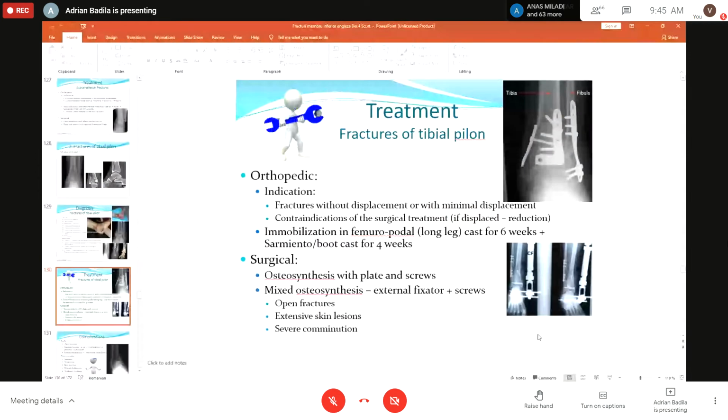The treatment. The same things. The treatment will be indicated in fractures without displacement or with minimal displacement, or if you cannot perform a surgical procedure. If the fracture is displaced, you will perform an orthopedical reduction. The immobilization will be in a long leg cast for 6 weeks and a Sarmiento or a boot cast for the next 4. The surgical treatment will be reduction and osteosynthesis with plates and screws.